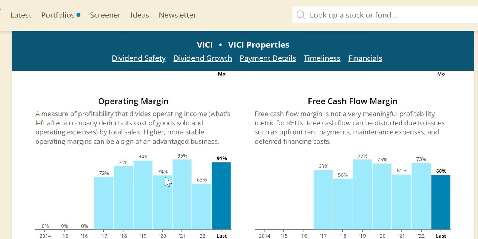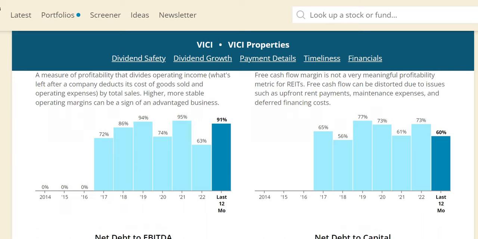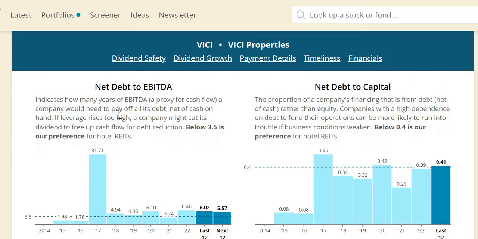Operating margin, very healthy. It is very inconsistent, but even the lowest year in 2022 looks very strong. 2023 expected at a 91% level, looking very, very healthy. Now, the main issue that we have with VICI in terms of their dividend safety, first and foremost, is this net debt to EBITDA, the earnings before interest, tax, depreciation, amortization. Now, this correlates to two things.